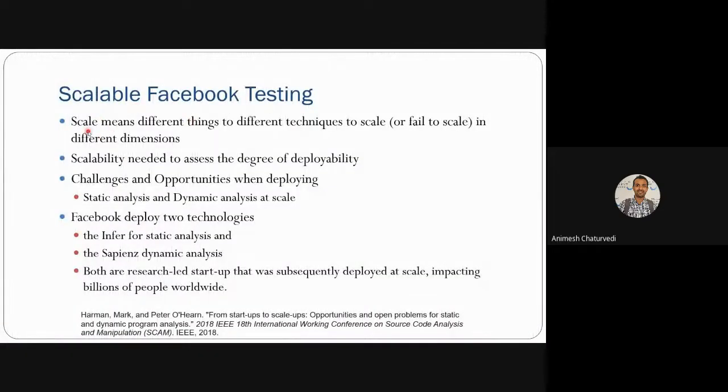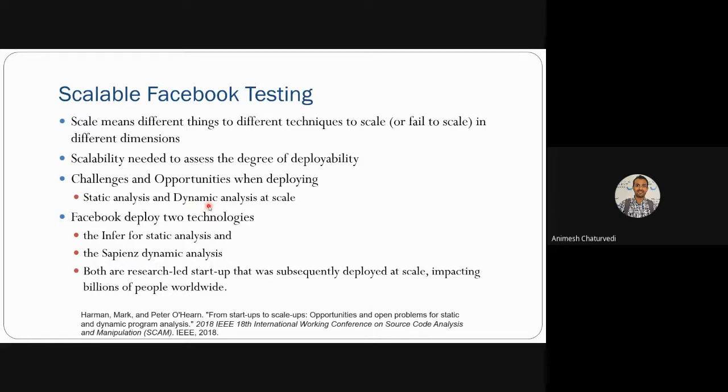So in scalable Facebook testing, what it does is scale for a large number of dimensions. Means there could be multiple dimensions for a large number of customers. Different techniques are required to be tested on different dimensions, and something might fail in one dimension but not fail in another. So this scalability is needed to assess the degree of deployability. For a large number of customers, there's a need for scalability that can do the processing for a large number of applications to be tested. This is the challenge, and there's both challenge and opportunity related to analysis at scale.